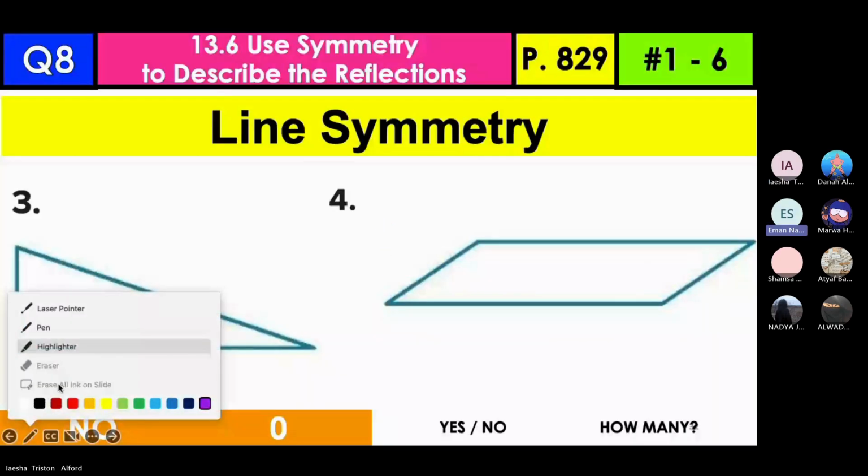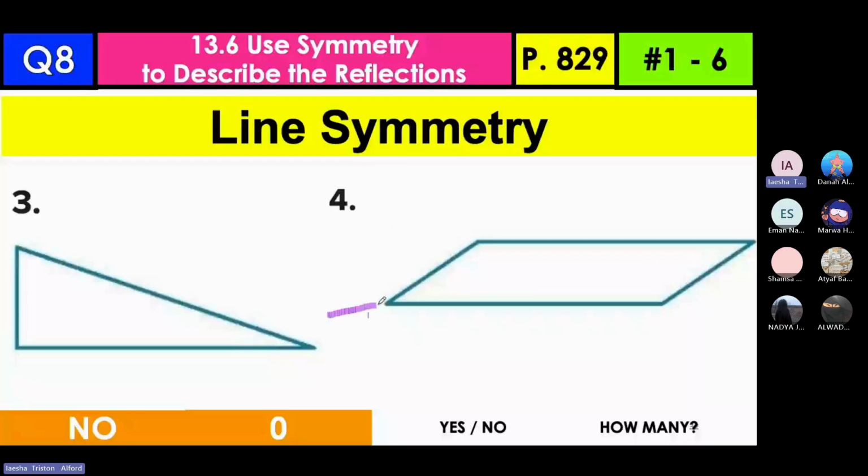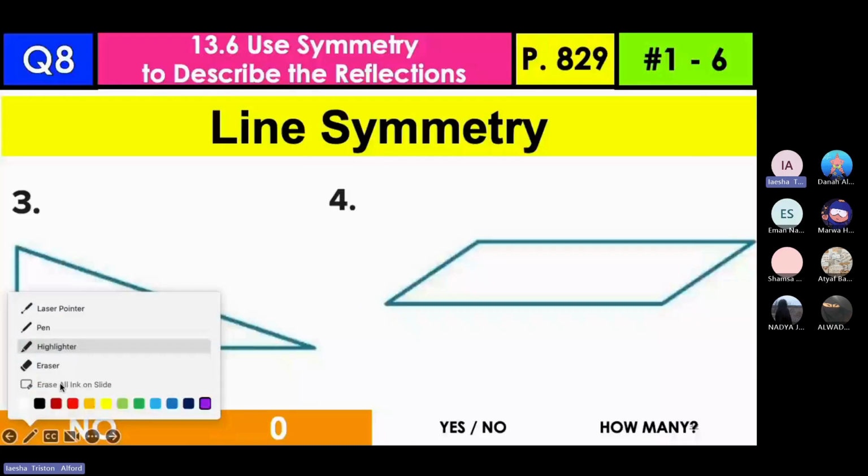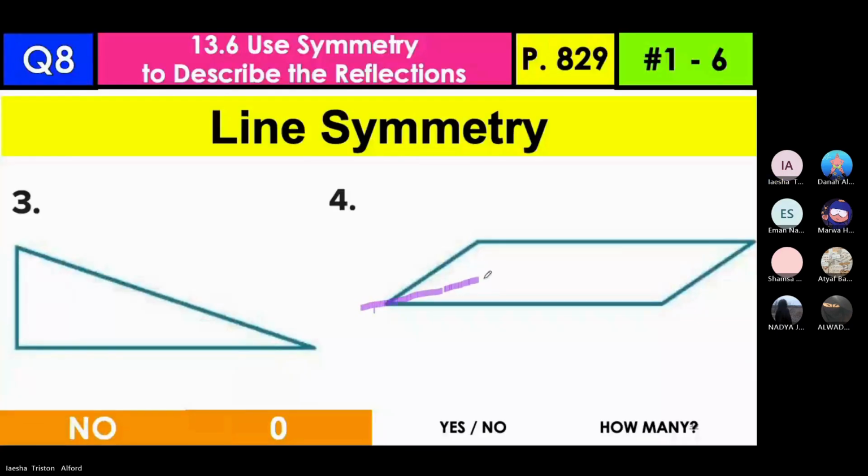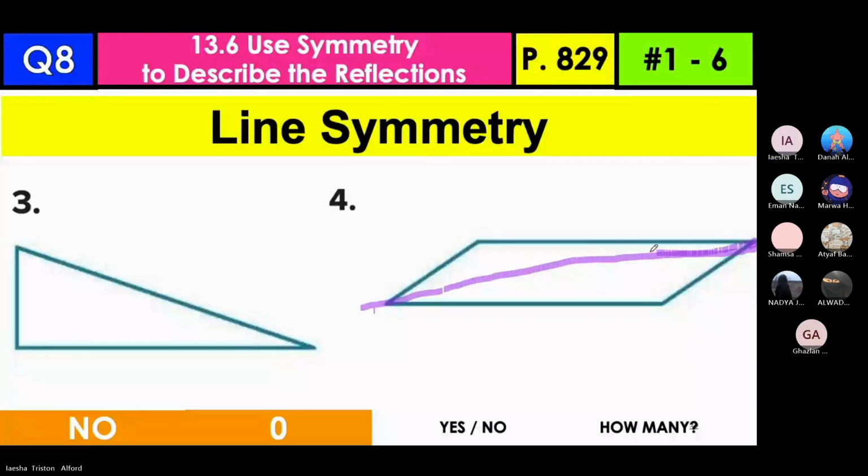Yes, if you do a diagonal. If you try a diagonal line, I'm going to try my best to draw it. It's not good, sorry. But if I draw a diagonal line, this corner and this corner are going to touch.